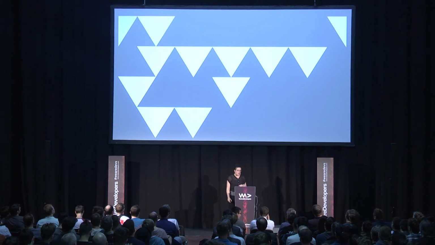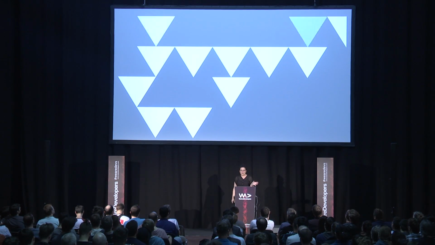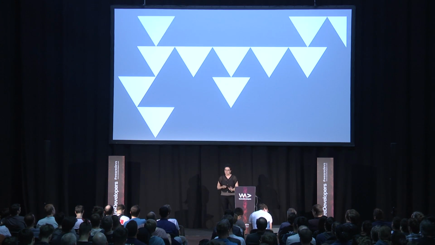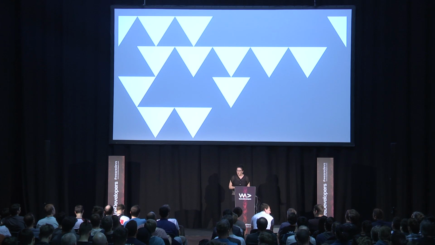Another one is some triangles. So this is done with the border hack for triangles. And we're just changing the opacity, again, based on those numbers. So it's quite simple, and already we've kind of got some visuals.